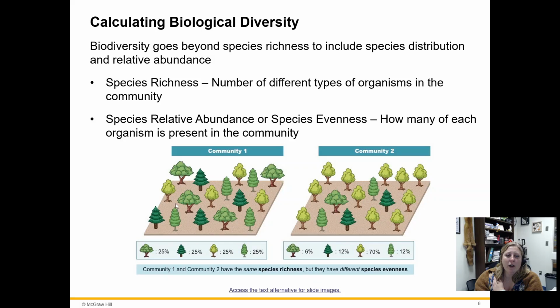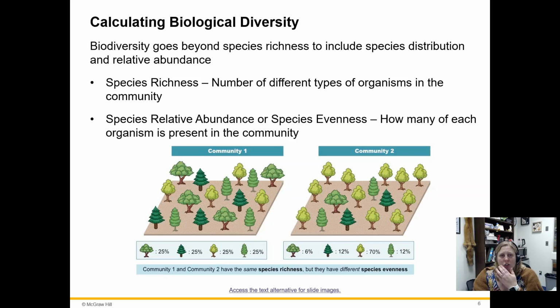So in community 1, if I were to count, okay, I have 25% of the population for each of these trees. So if I had 100 trees, 25 of them would be of species 1, of species 2, of species 3, of species 4. I have the same evenness and the same richness, which means I have higher diversity in community 1. Community 2, 70% of my trees are one kind.